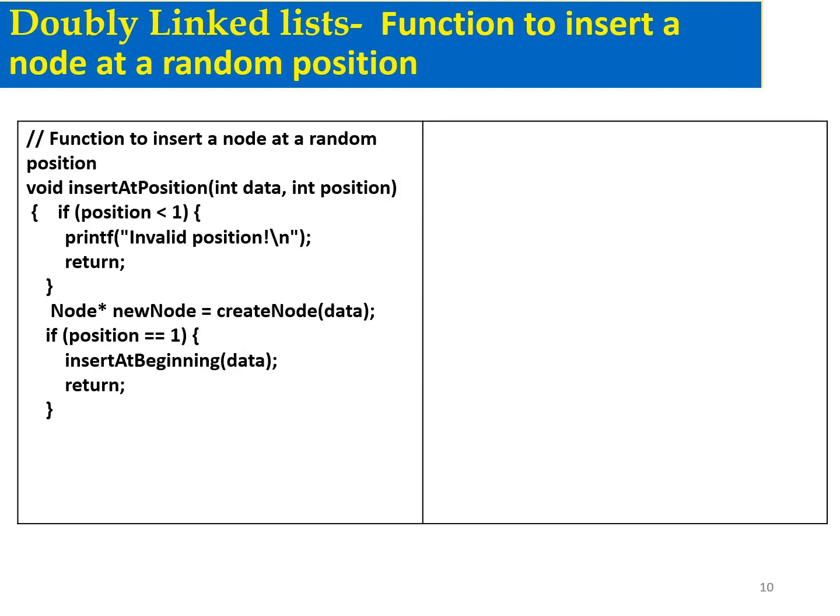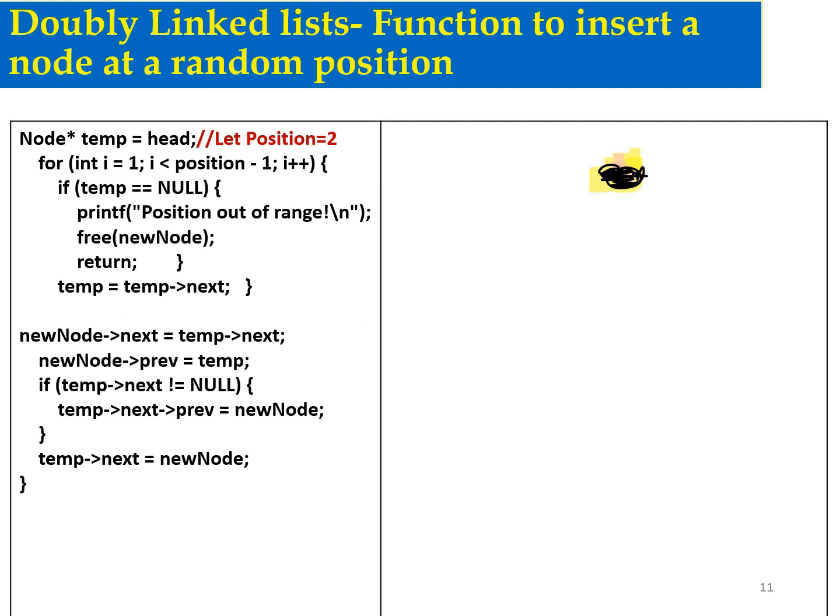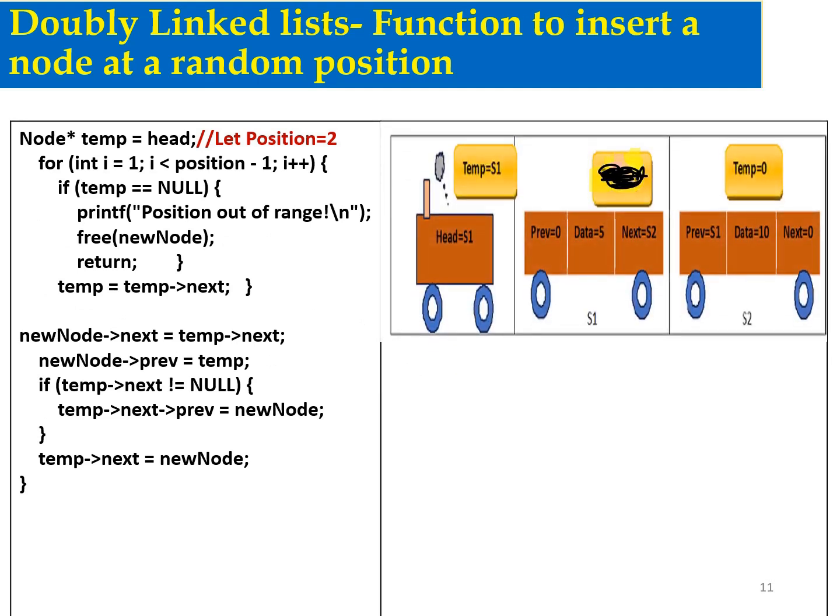And then we have the function to insert a node at a random position. So let us take two compartments. Same thing, in order to insert at some random point, I should go up to that particular position. Let us assume compartment S1 is at position 1, compartment S2 is at position 2. Now I want to insert a node at a random position. Let that position be 2. That means I want to move S2 back, from position 2 to position 3, and at position 2 I want to insert a new node.